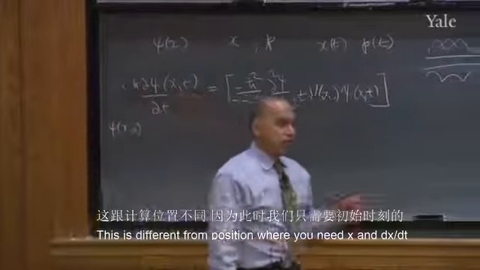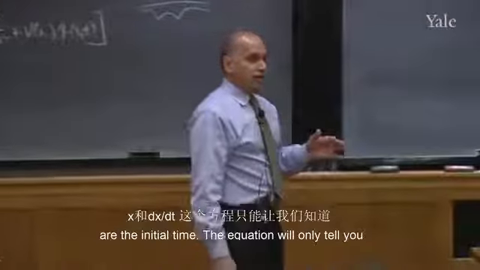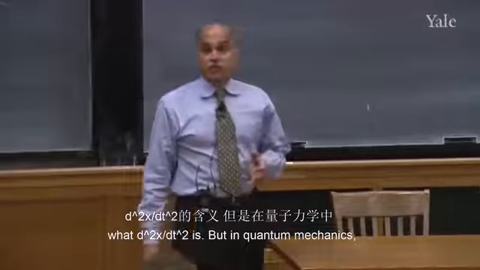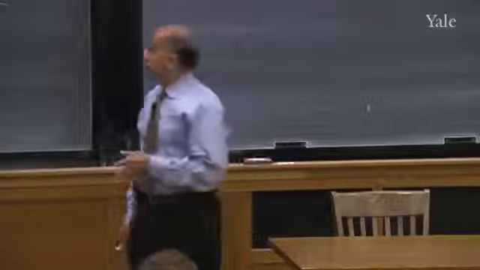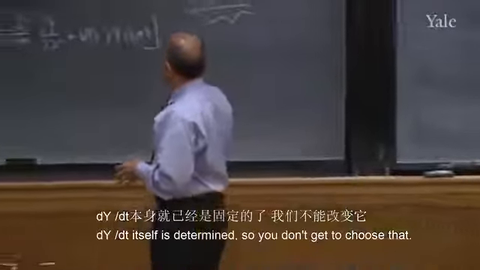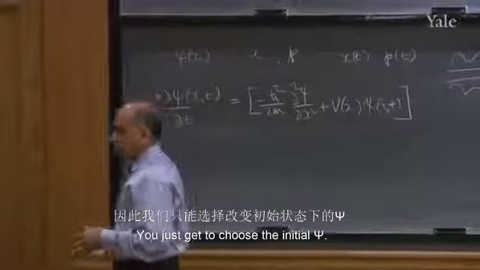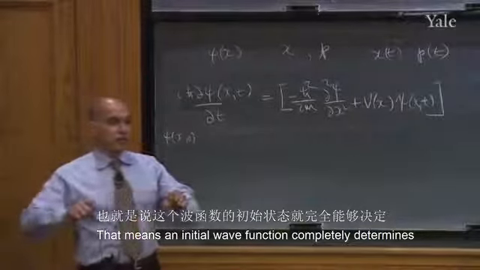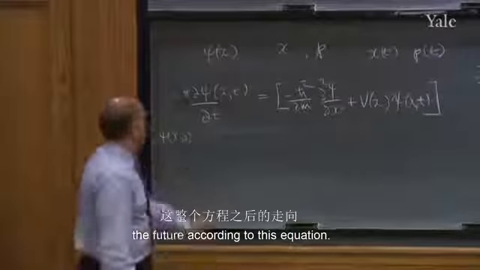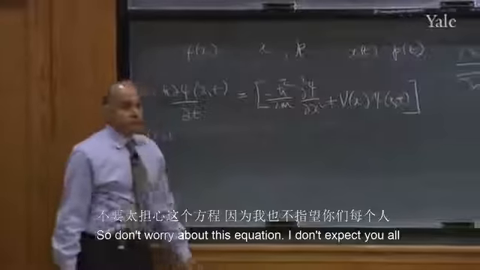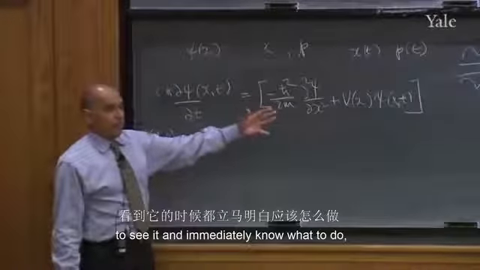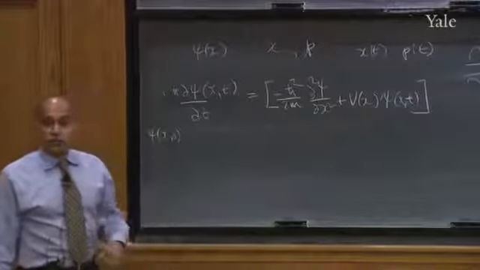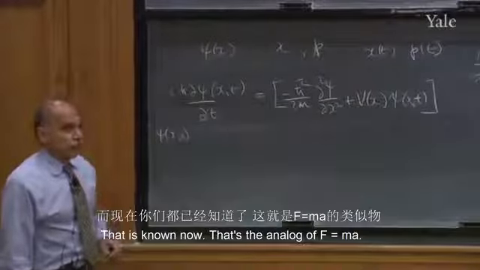This is different from position where you need x and dx/dt at the initial time, because the equations only tell you what d2x/dt squared is. But in quantum mechanics, d psi/dt itself is determined, so you don't get to choose that. You just get to choose the initial psi. That means an initial wave function completely determines the future according to this equation. So don't worry about this equation. I don't expect you all to see it and immediately know what to do. But I want you to know that there is an equation that is known now.